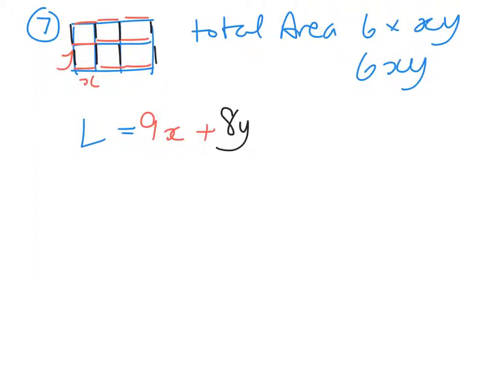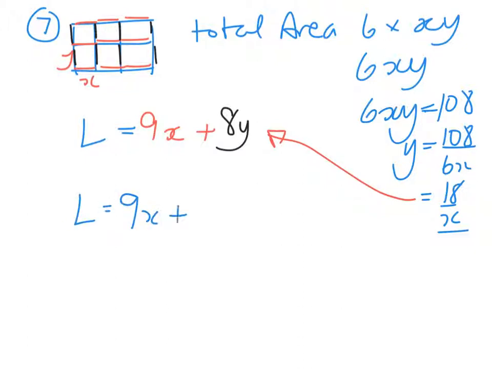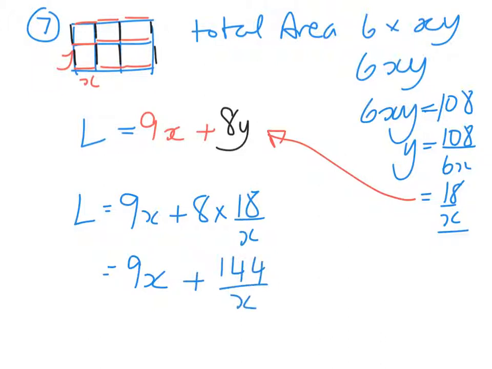Our formula that we're asked to show it's equal to does not have any y's in it, so we need to replace this y here. The question told us that the total area is 108. So if we go back to our first expression, 6xy equals 108. So y equals 108 divided by 6x, which is 18 over x when you cancel the fraction. So we now substitute that in here for the y. And that gives us the length as 9x plus 8 times 18 over x, which is 9x plus 144 over x as required.